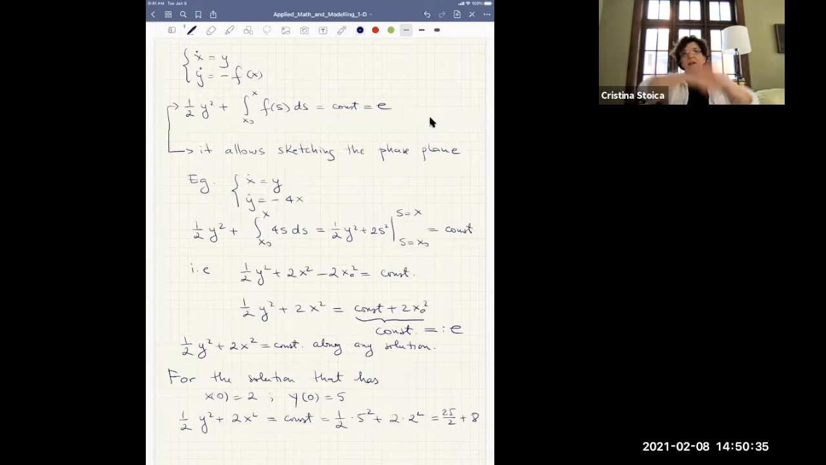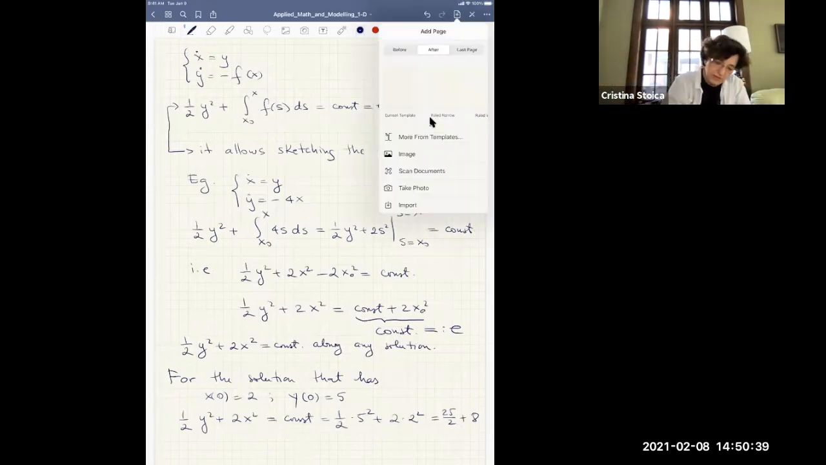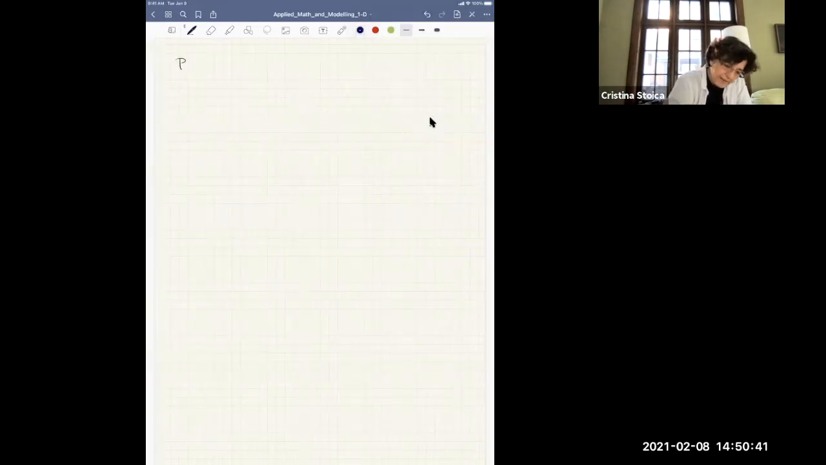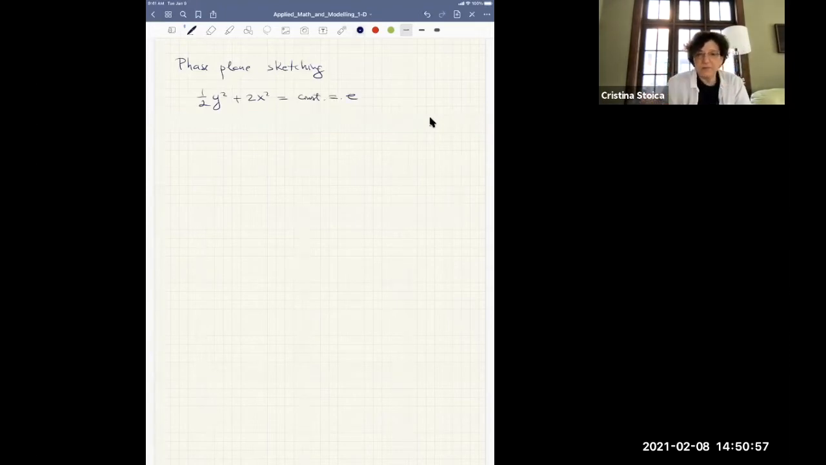Okay, so it's not like everything is a constant. Fine. So now I'm coming back to the curve sketching, the phase plane sketching. Okay, so in this case, we have this guy, which is constant. Then I said that I'm putting the name of this constant to be E. Some people call it H, but we'll use H for something else later.